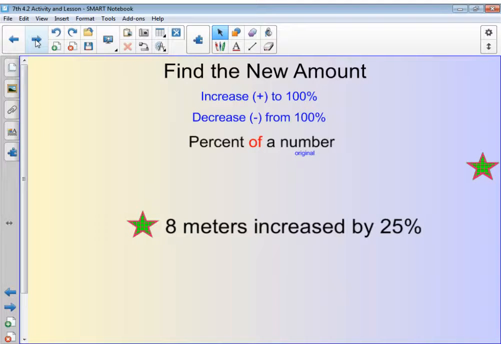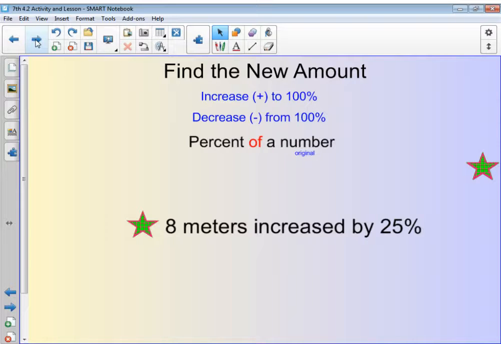We worked with finding a percent change. Today we're going to be working kind of the opposite, where they're going to tell us how much it changed by percentage, and we're going to find that new amount. So yesterday we had the two amounts and we found out what the percent change was, whether it was an increase or a decrease. Today they're going to give us an original amount and ask us to either increase it or decrease it by a certain percentage.